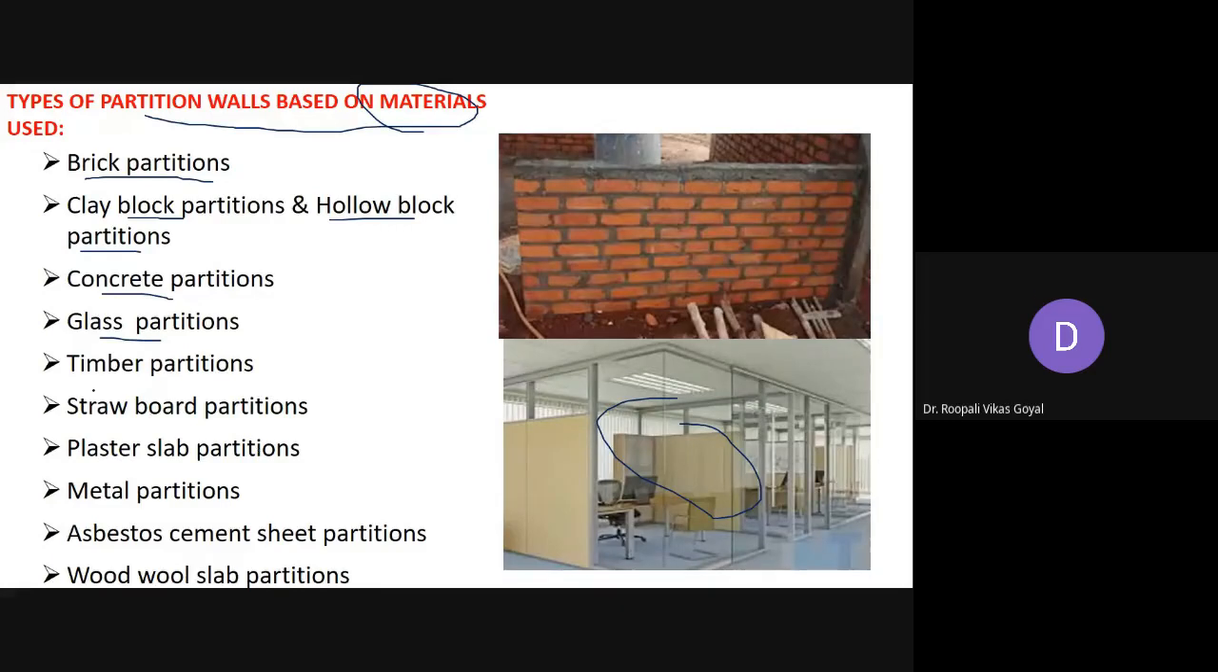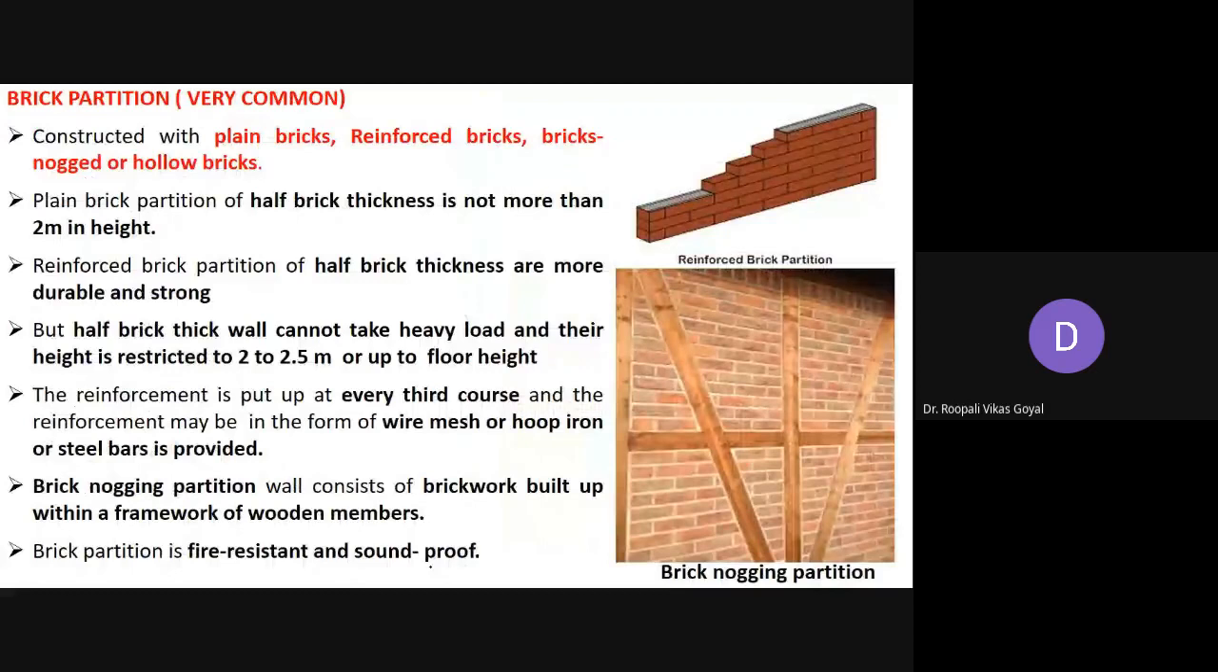Then timber partition. So timber is also a widely used material. Then straw board, okay. Then plaster slab. Then metal partition. Then AC sheets, asbestos cement sheets, that are also used for the construction of partition wall. Then wood wool slab partition. So this is the complete list of different materials that can be utilized for the construction of partition wall. So we will discuss one by one.